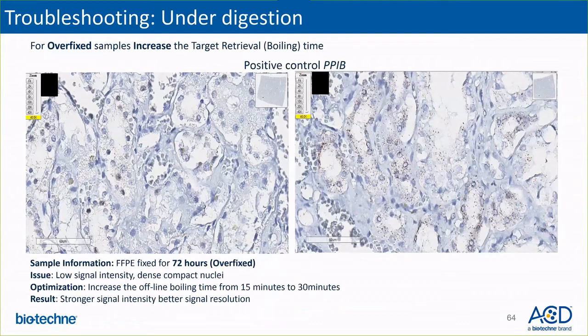In this image, you can see that on the left, with standard pretreatment conditions, the PPIB stain is weak. And when the pretreatment conditions have been extended, the image on the right shows that the PPIB staining is more homogeneous and stronger.